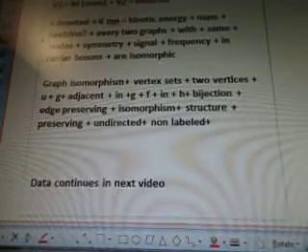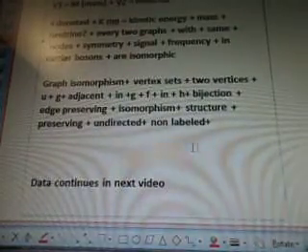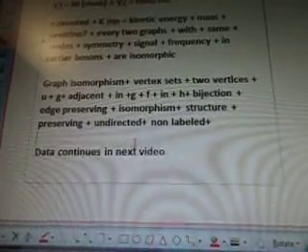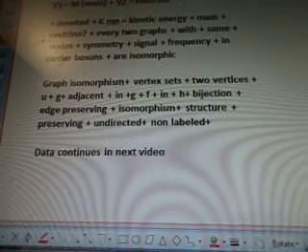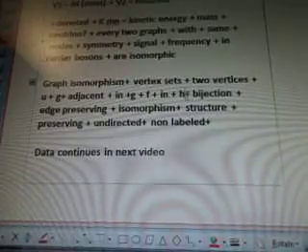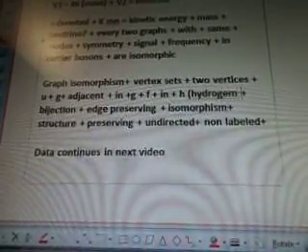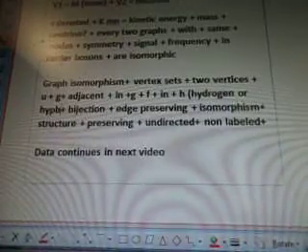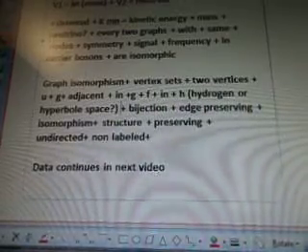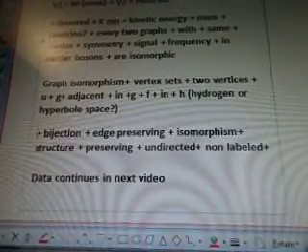Graph isomorphism, vertex sets, two vertices U and V, adjacent in G, F, and H, bijection. Edge preserving isomorphism, structure preserving, undirected, non-labeled. So I'm wondering if the H would be the hydrogen or hyperbole space. That's the question. Not sure, but that's just the question there.